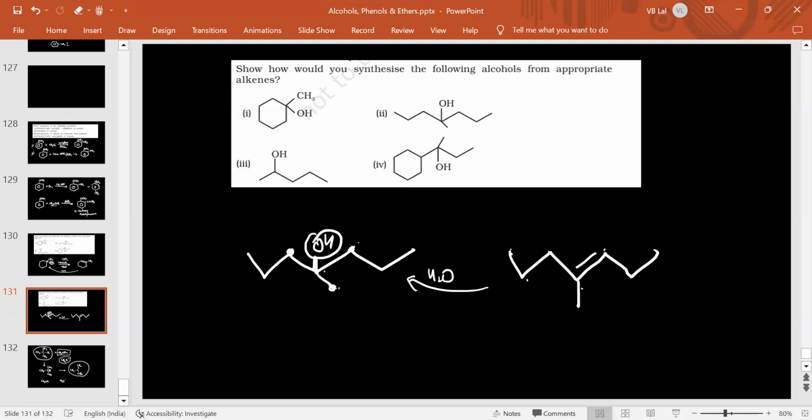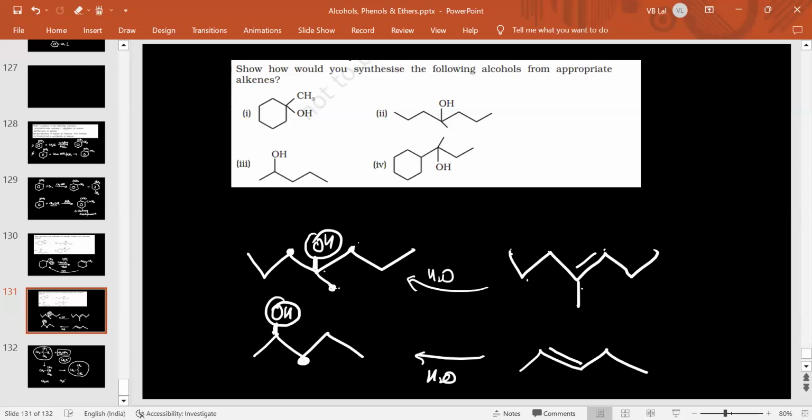Now the third one, how will I remove water? 1, 2, 3, 4. And here is my OH. So if I remove water, I'll take this OH and H from this carbon atom. So what will be the alkene? 1, 2, 3, 4, and this is the alkene. Because on this alkene, if I add water, I will get this alcohol.